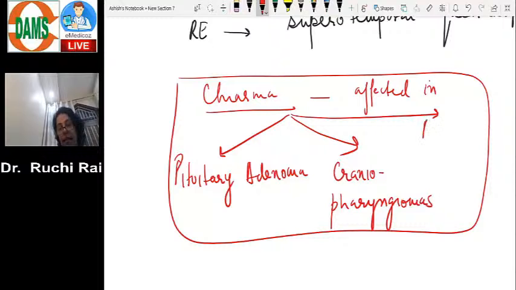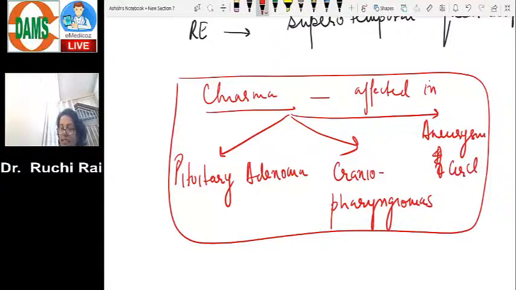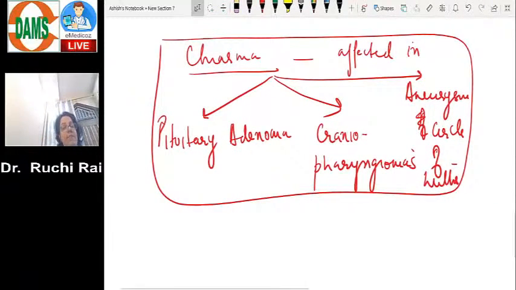And third is aneurysm of the circle of Willis. If anybody has forgotten, revise your anatomy. Circle of Willis. Aneurysm of the circle of Willis. Just revise this. So these are the main problems because of which you can get a chiasma lesion.